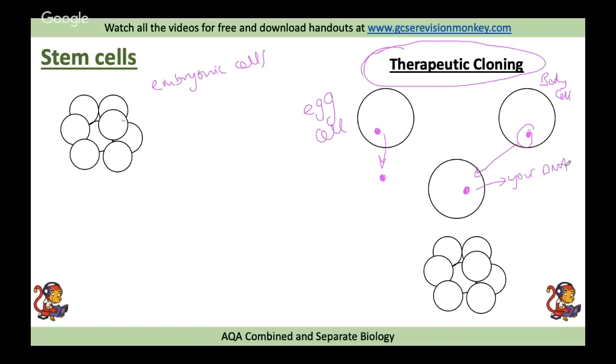So then you'll stimulate that to divide. Sometimes that's by an electric shock. You'll stimulate that to divide, and it will start dividing by mitosis to produce embryonic stem cells. Now, if you were to leave that in the right conditions and implant it into a woman, that would make a clone of you, okay? But they don't get to that stage. They only get to the stage where they're making cells. And then you can use that to make muscle cells, liver cells, etc.